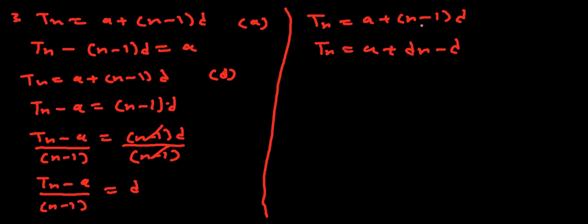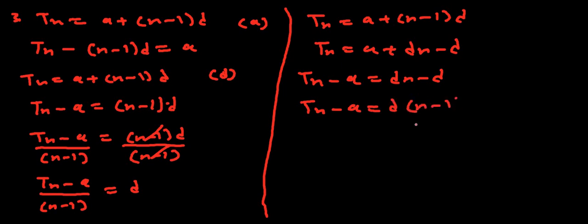So if it's like this, you don't multiply by d, because you will have to transpose a from this side to the left hand side, it becomes negative a, which equals dn minus d. Then now you have 2 d's, which is for dn and d. So you have to take out the common factor. So Tn minus a will be equal to, when you take out the common factor, d. We are left with n minus 1.